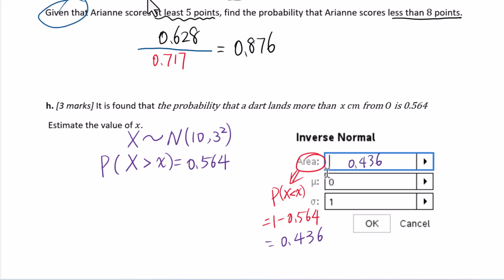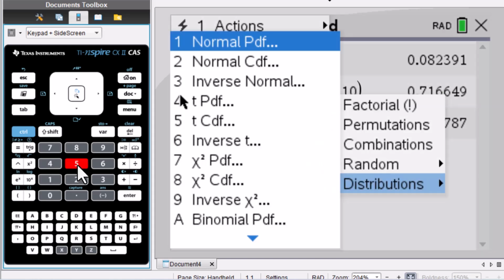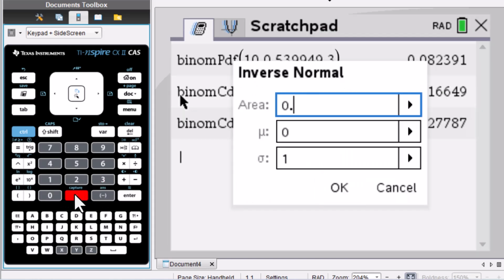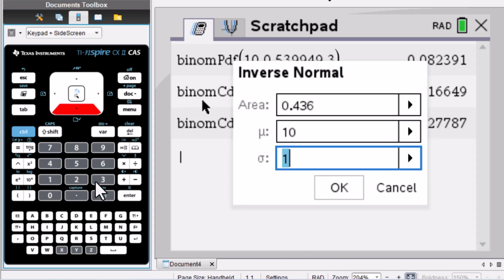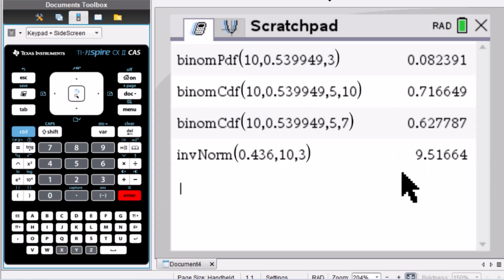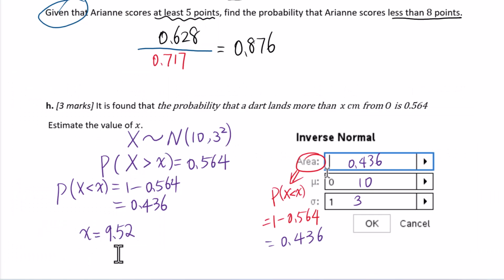Mean is 10. Standard deviation is 3. So the probability of X less than x equals 1 minus 0.564, which equals 0.436. Menu 5, 5, 3. 0.436, 10, 3. Enter, enter. Answer is 9.52. x equals 9.52.